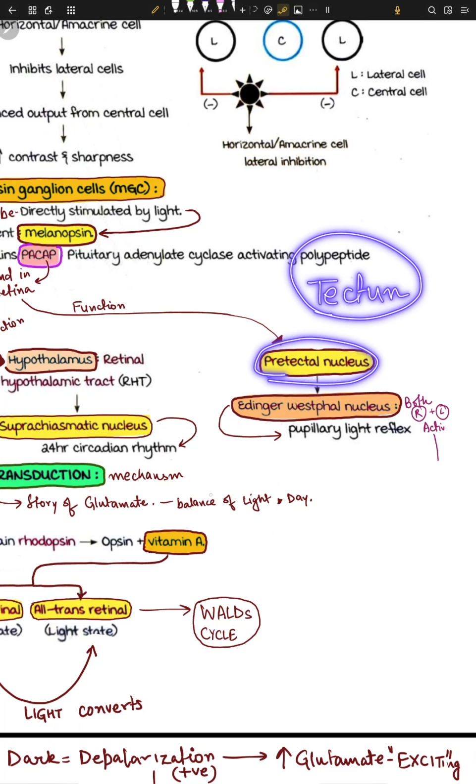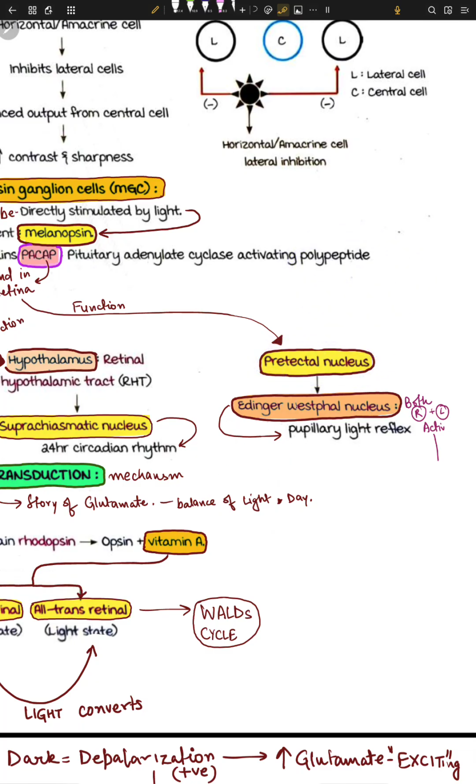Tectum is a part of your brain. Cool. Now you know there is something called tectal nucleus, and this is pretectal nucleus because this is just before that. Okay, now you understand the meaning of the name. Cool. So via this pretectal nucleus, there is something called Edinger-Westphal nucleus, and this nucleus is actually responsible for pupillary light reflex.